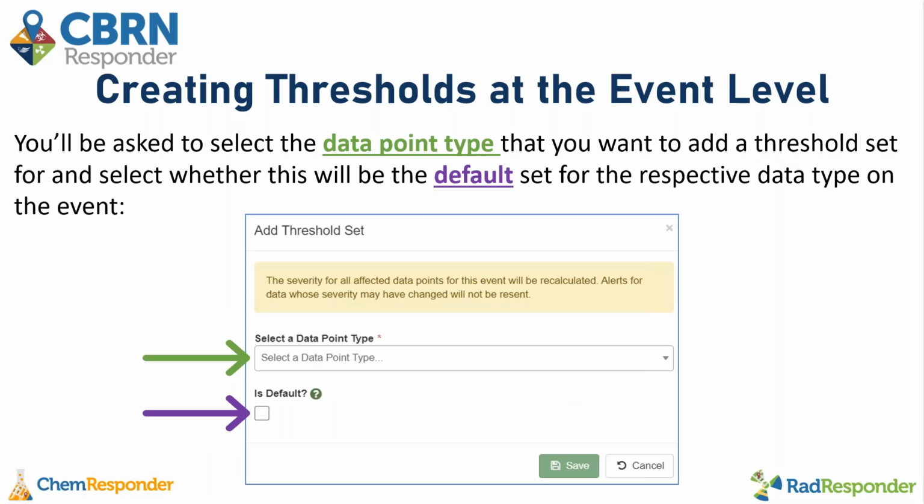You'll be prompted with a few questions. First, you'll be asked to select the data point type that you want to add a threshold set for. And these options will be dependent on the event type, whether it's RAD or Chem or both. And you also will need to select whether this will be the default set for the respective data type on the event.